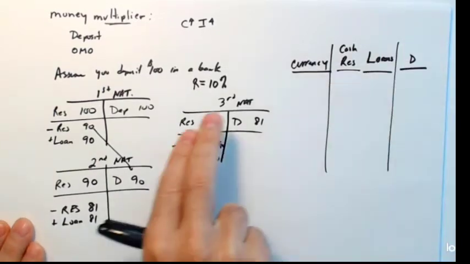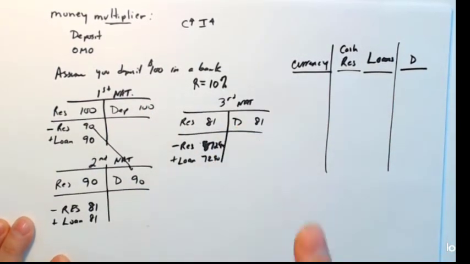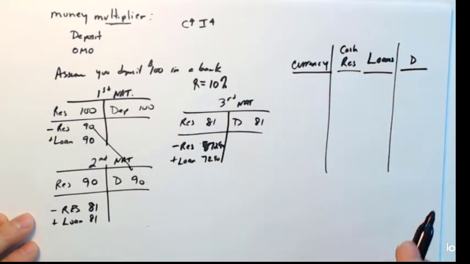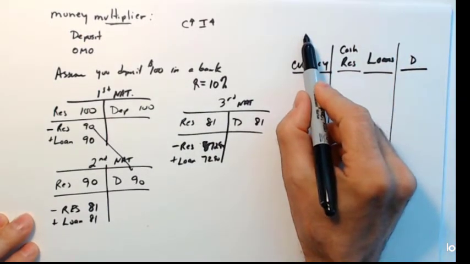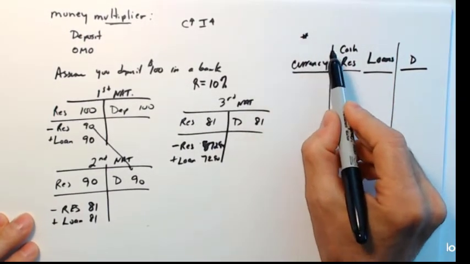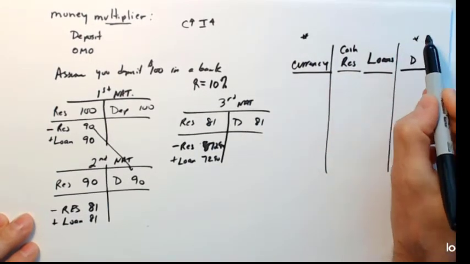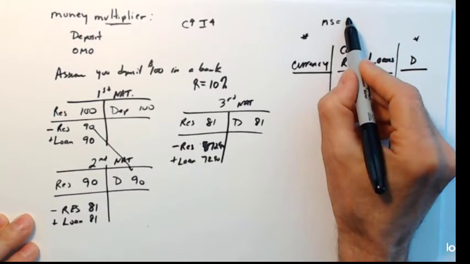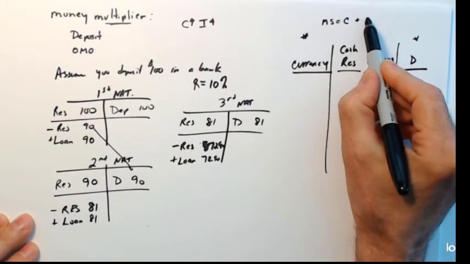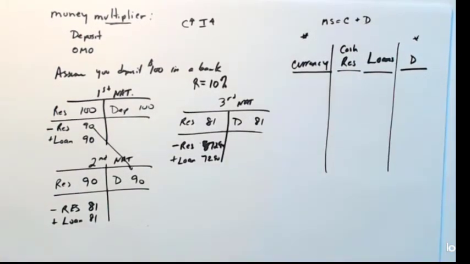And then deposits are the only thing that's changing on the right-hand side. So let's keep track of what's going on. Now remember, this is money supply right here. Money supply is currency plus deposits. We're just going to say simply the money supply equals currency plus deposits.